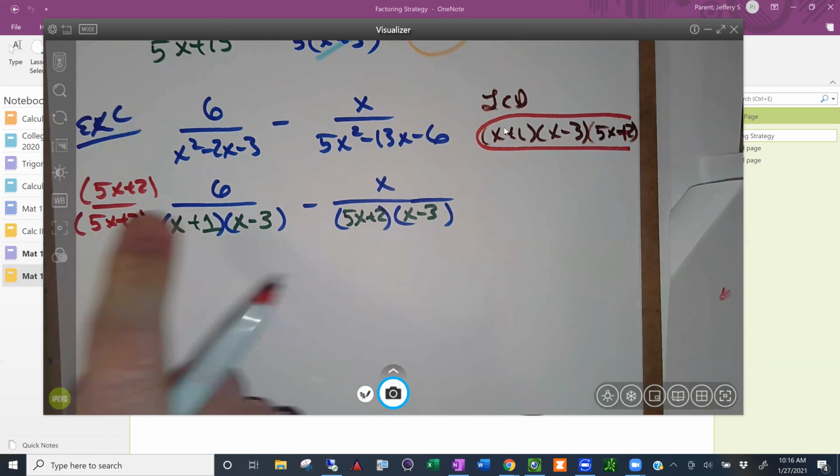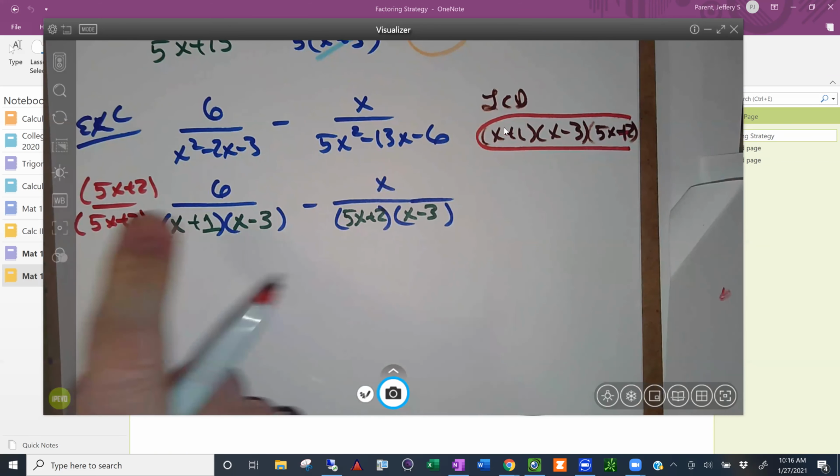Then I said, you know what? Let me put a parenthesis here to remind myself that as I subtract these, when I bring these together, I've got to distribute that negative to both of these terms. The 30x plus 12 stayed the same, but both of these terms changed in sign. It gave me a negative x squared minus x.